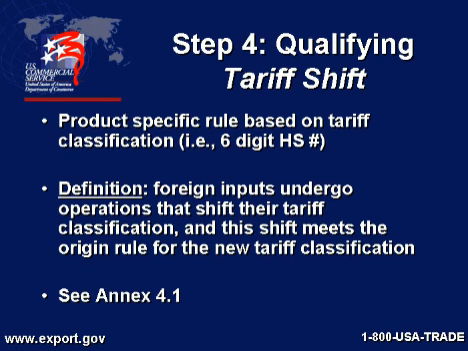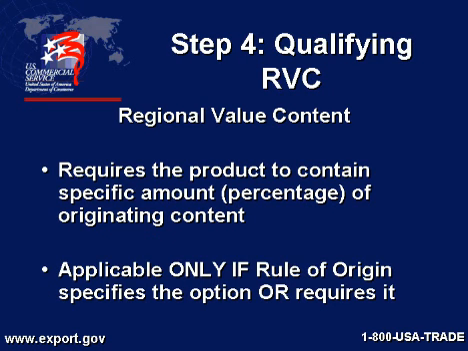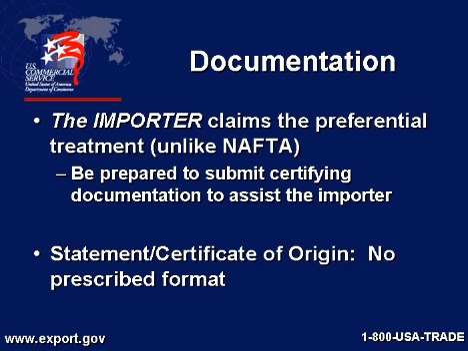So if you imported raw materials like steel under Chapter 72 and your finished good was classified under Chapter 85 with the 6 digits, that would have shifted from one tariff classification to the next. The regional value content is where the rule may require that the product contain a specific amount or percentage of originating content. This rule will only apply if the product-specific rule of origin states that this is a requirement or an option for you. You may have a tariff shift requirement and you can't meet that. It may give you the option of doing regional value content, or it may just all around require it. But you have to check specifically to see if this is an option for you.